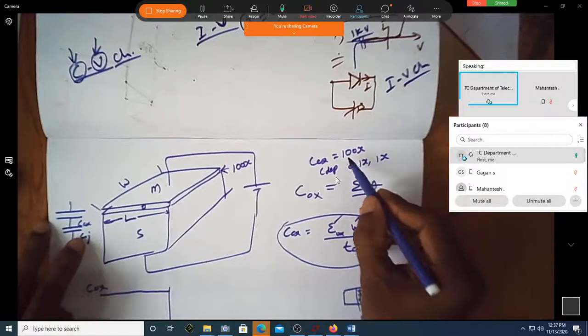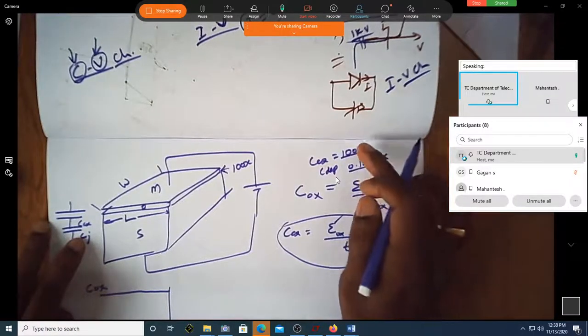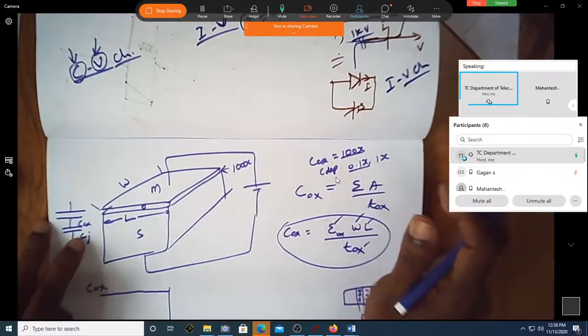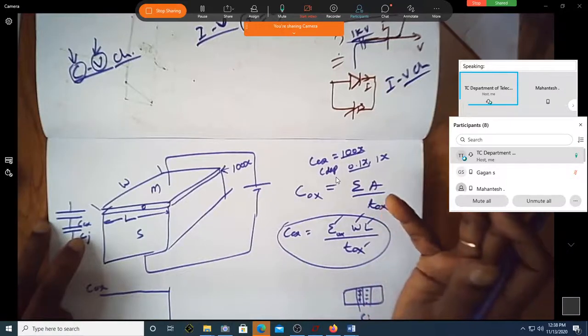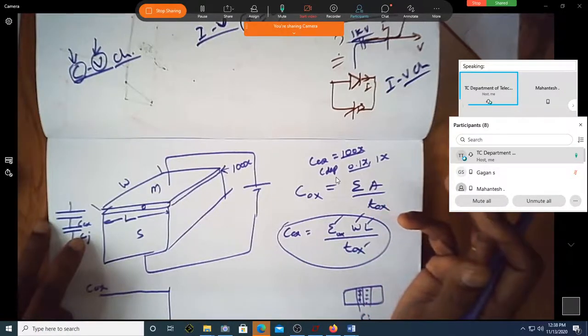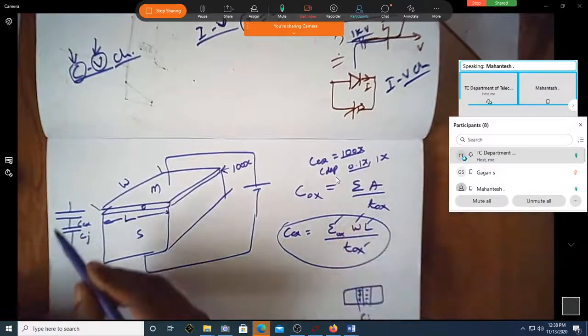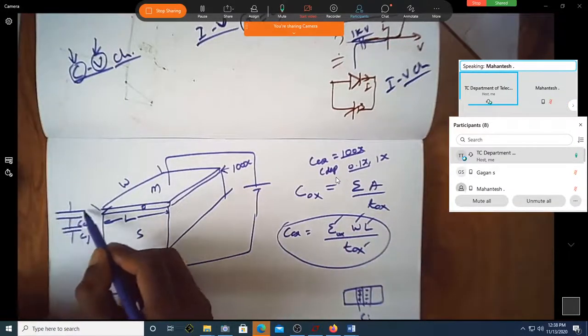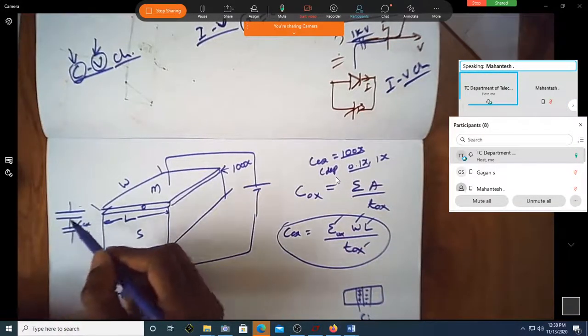Can you see what is this 100x and 0.1x? The order of difference is 10 power 3, a 1000 ratio. Meaning you're going to have a very high capacitance and a very small capacitance coming in series.